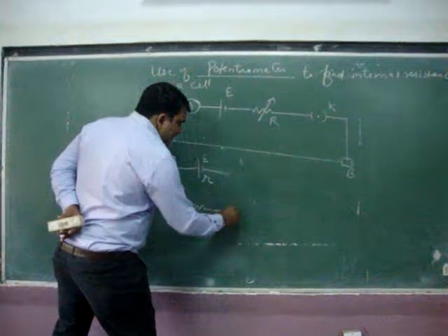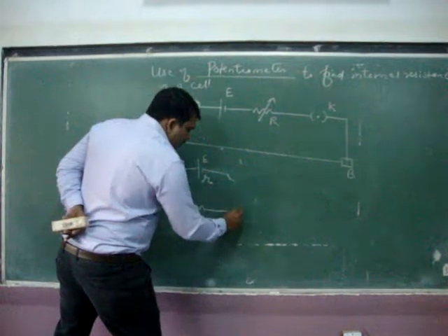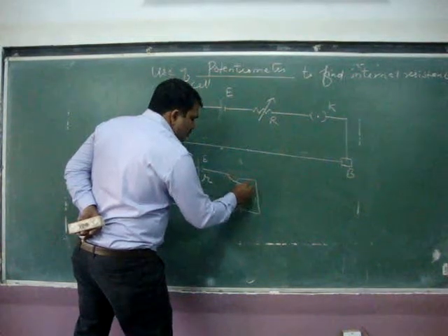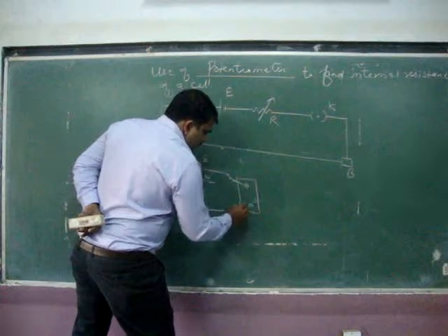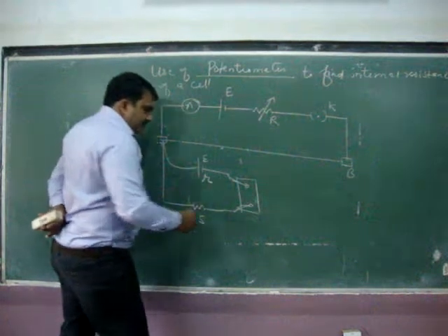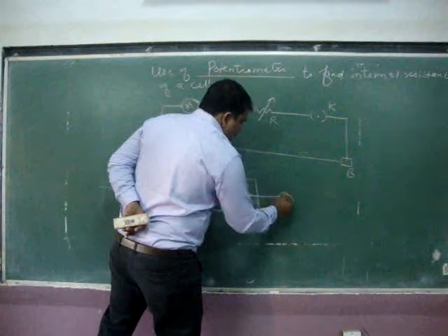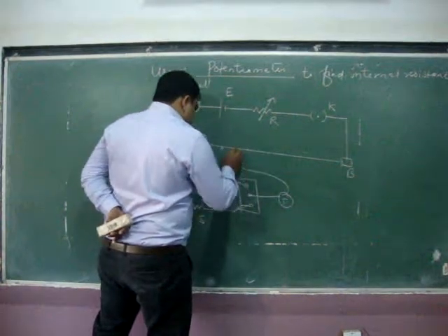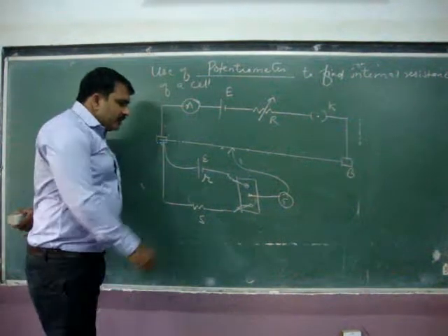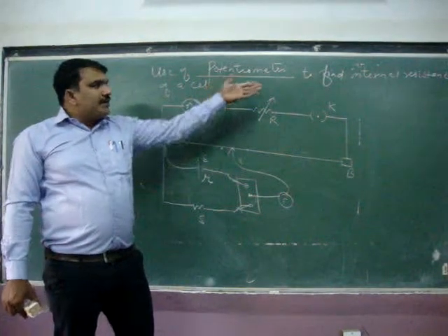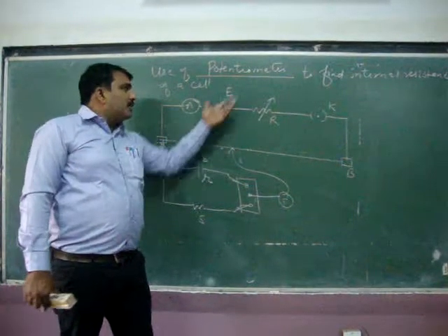and the two ends can be connected to the two-way key. Again there is a two-way key in this also, these two can be connected to the two-way key, two-way plug, and this point can be connected to the galvanometer and jockey. Now this is the diagram ready for finding the internal resistance of a primary cell using a potentiometer.